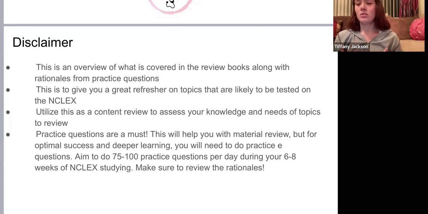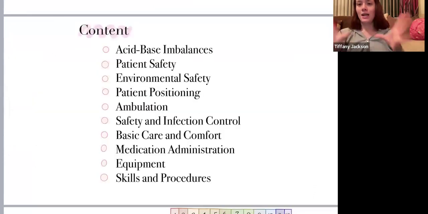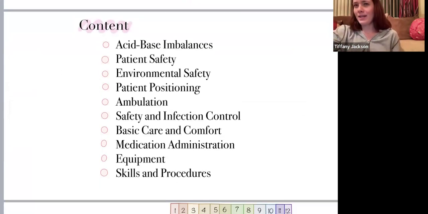Practice questions are super important when you're studying for your exam. Try to do between 75 and 100 practice questions per day, and please make sure we review those rationales. That's going to be the most important key to your success. However, we need to understand the content first before we start doing our practice questions. So that's really what this is going to help. So this is kind of what we're going to talk about today, just a little bit of an intro. So let's go ahead and get started.